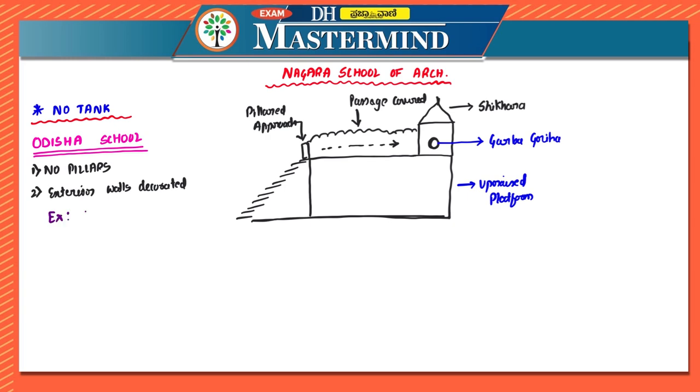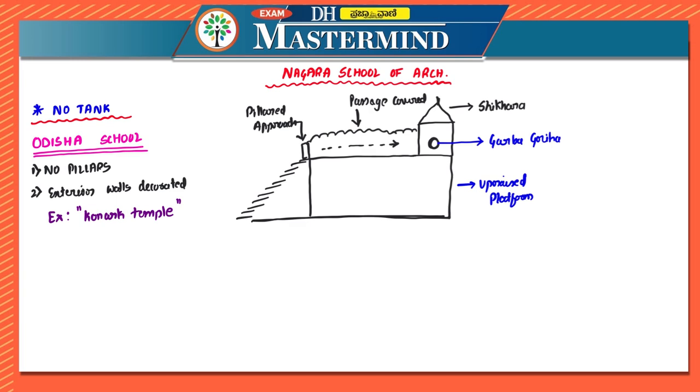Example for Odisha school is Konark temple. Now, what style is Konark temple in? It is in Nagara style of architecture. Or in which sub style exactly? It is Odisha school under Nagara style of architecture.